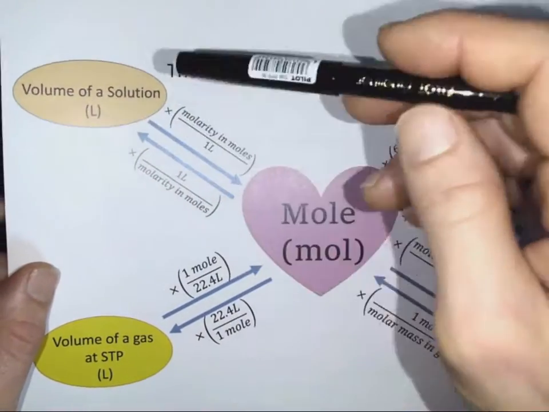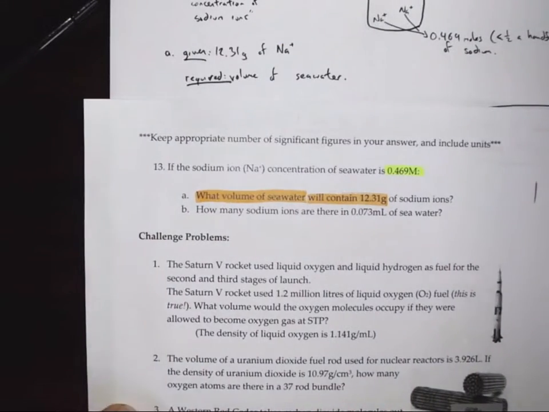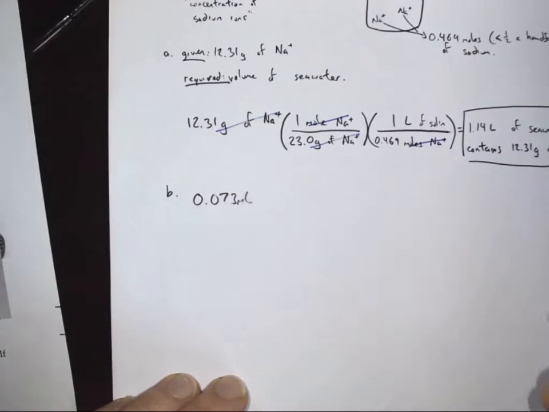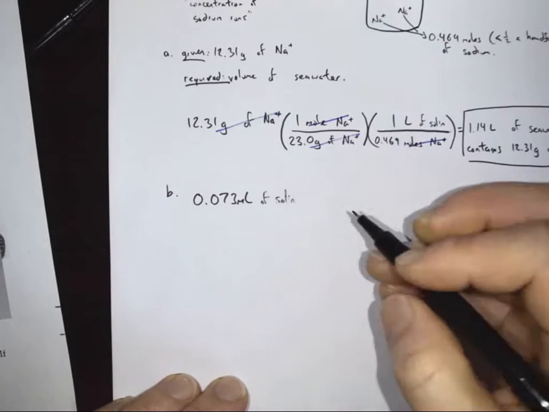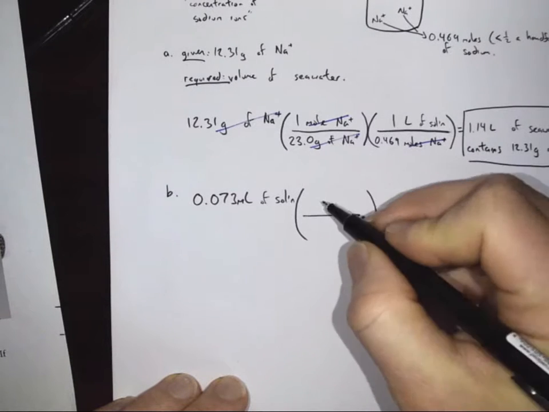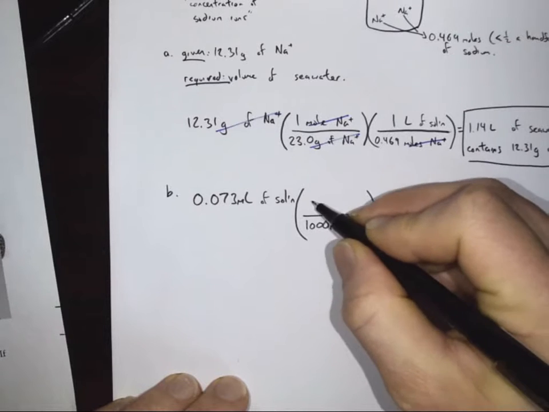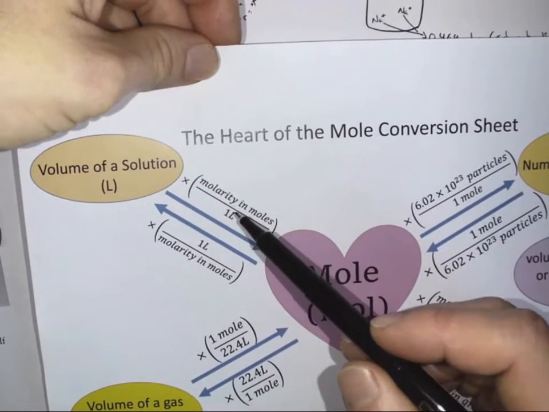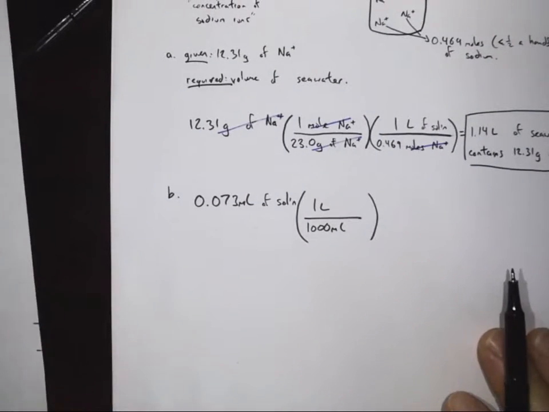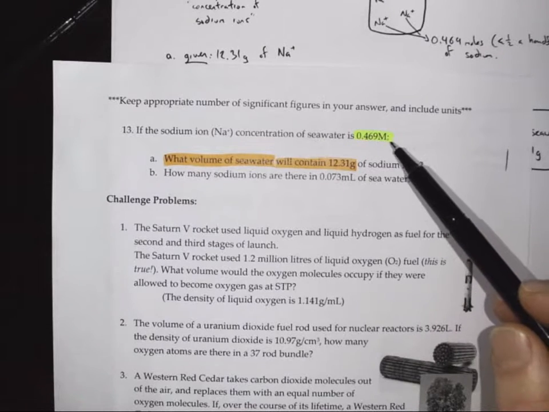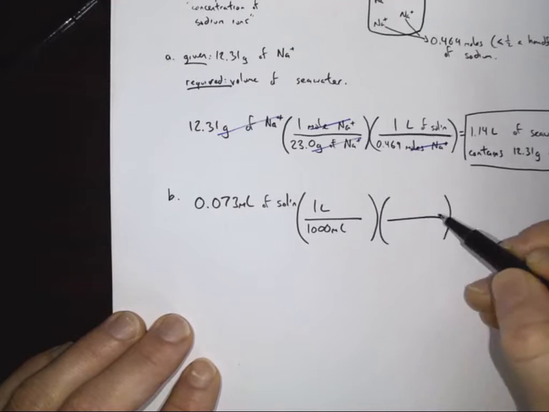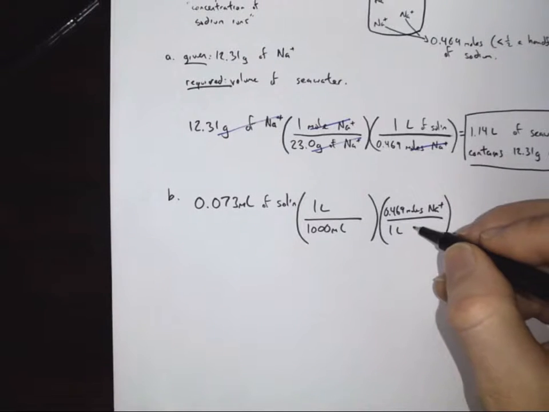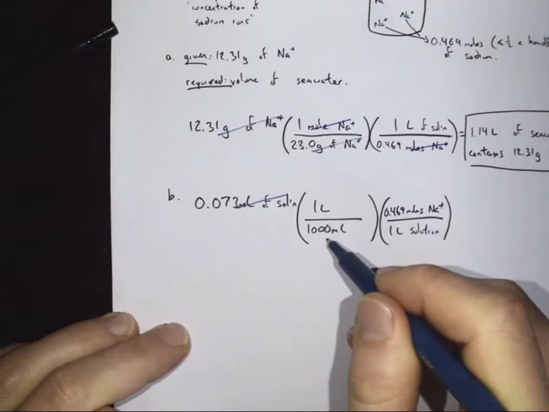Okay, so we're going to begin here. Now, we want to watch out. Volume of a solution calls for liters, and we have milliliters here. So the first thing we need to do is turn that into a number of liters. We start with 0.073 mL of our solution, and we first convert that into liters. I know 1,000 mL are in a liter, so it's 1,000 mL for every 1 liter. Then we use our molarity to cancel out units of liters and replace it with moles. The molarity of our solution is 0.469 moles sodium for every 1 liter of solution. Okay, so mL cancel out, liters cancel out.